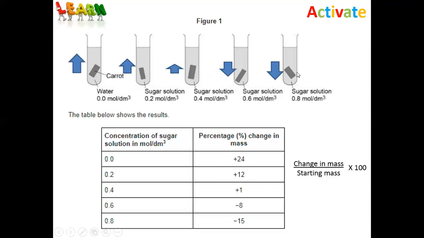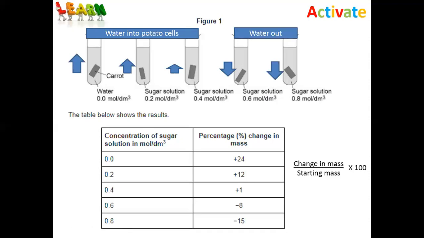And why is that? Remembering that I said it's a practical all about osmosis and that water is moving. These three, water has gone into the potato cells from the solution. In these two then, if they've gone down in mass, what must have happened? They've lost water. Water has gone out of the potato cells.